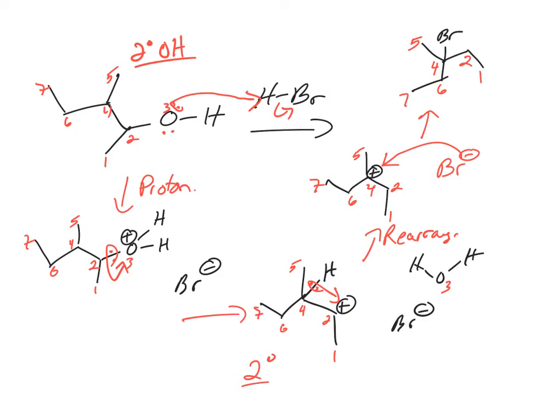Anytime you make a carbocation, you want to try to do a rearrangement to make a more stable carbocation. In this case, we can do a hydride shift, rearrangement. That goes from a secondary to a tertiary carbocation, at which point the bromine can now come in and add in, and we get the tertiary alkyl halide.